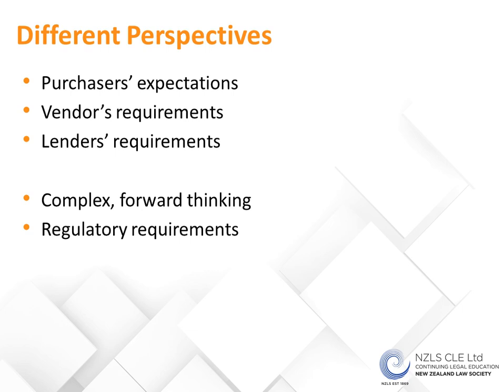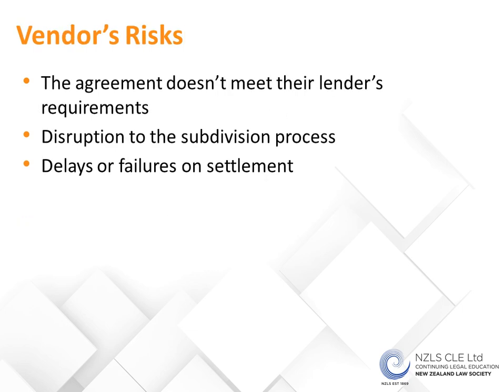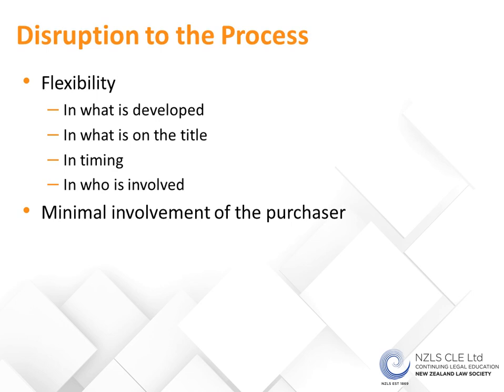There are a couple of tools that the vendor will want to entrench in making sure that there is no disruption to the process. And the first is that they'll want flexibility. They'll actually want within their agreement as much flexibility as the market will allow. They'll want flexibility in what it is that they're developing. They'll want flexibility on what's on the title and timing and who might be involved, a number of different issues. And we'll look at these in more detail.